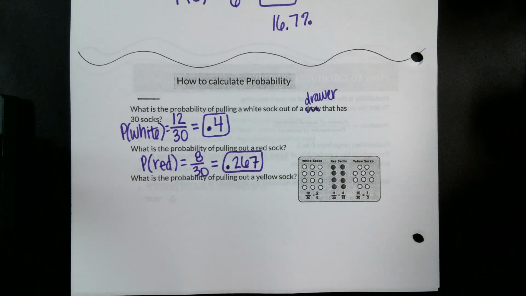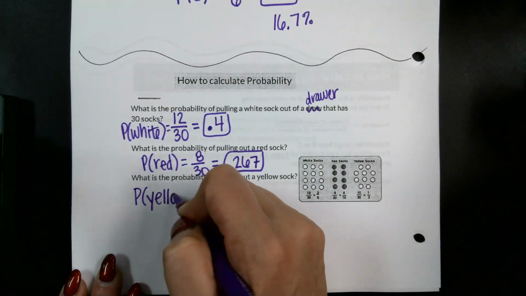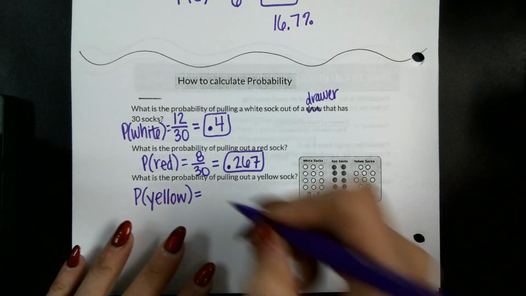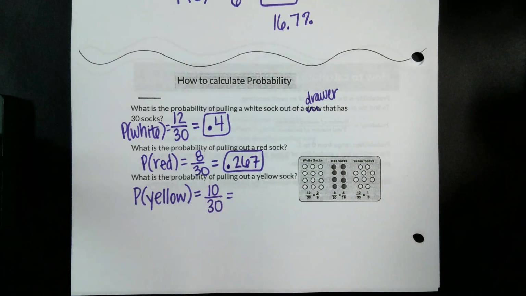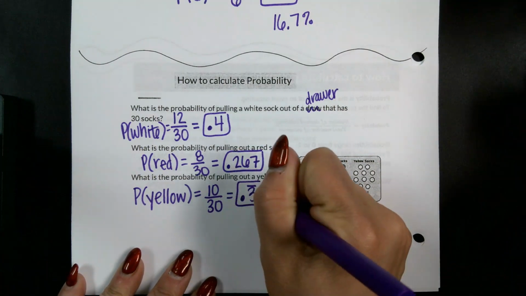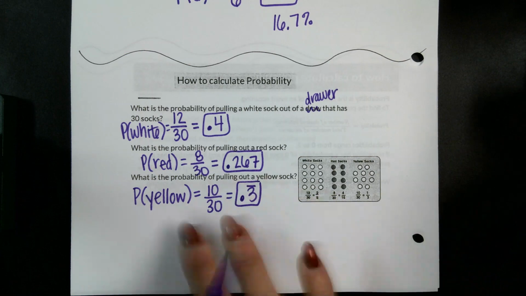Okay, then the last one. What is the probability of pulling out a yellow sock? 10 out of 30? 0.3 repeating. Yeah, you guys can put like 0.333 if you want. If it's a repeating, I usually just stick that line over it. Okay, go ahead and turn the page. You guys okay with those?